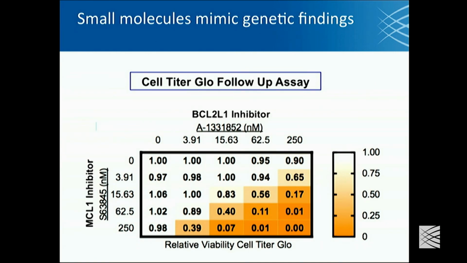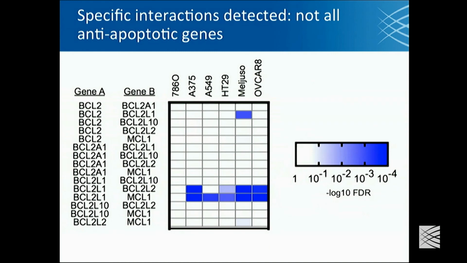To follow up on this BCL2L1, MCL1, we looked at a small molecule times small molecule matrix, and we had an MCL1 inhibitor, a BCL2L1 inhibitor. We see really nice synergy with this, and this is a CellTiter-Glo cell viability readout. And these are all the anti-apoptotic genes that we looked at in our library, and you see these very specific hits coming out of it, which is interesting.